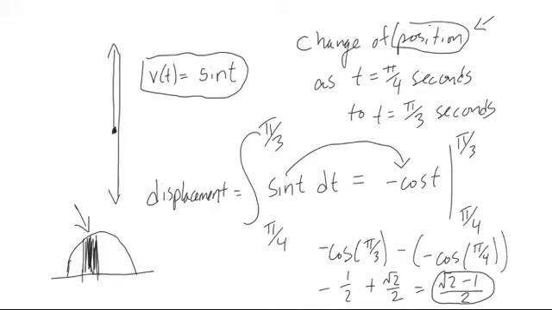Now let's look at a case when we might have a negative displacement. Why don't we start from pi and go all the way to 2 pi even. So on this time interval right here, what is the displacement of the object when we have this particular velocity, sin t? How much has it changed?